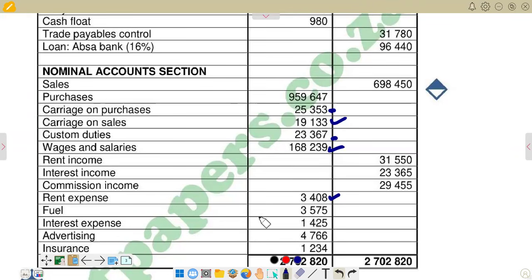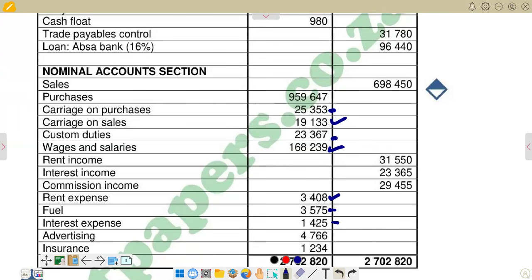After rent expense, you've got fuel, which is 3,575. Interest expense, we have got 1,425. And we have got advertising, which is 4,766. And also we've got insurance, 1,234. So this marks the end of our expenses. So we can just go and put these ones, which are fuel, interest expense, advertising, and insurance. So we can just go and list them there.